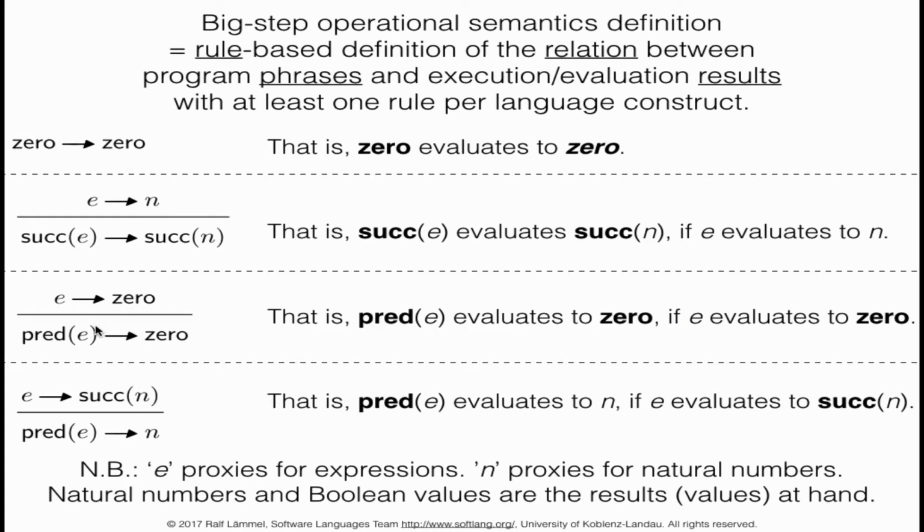More interestingly, we have two rules for pred, predecessor. The first rule is for the case that the argument evaluates to 0, in which case we say that the predecessor is also 0. And in the second case, if the argument evaluates to a number greater than 0, well, then we take the predecessor indeed. So we use metavariables all over the place here, in a way that e proxies really for any expression, whereas n proxies for a natural number.